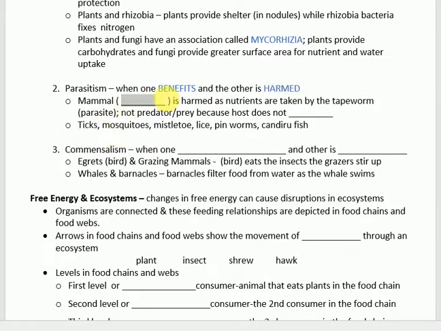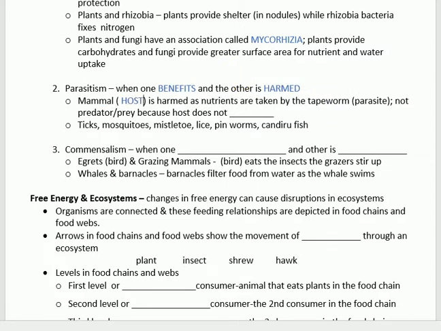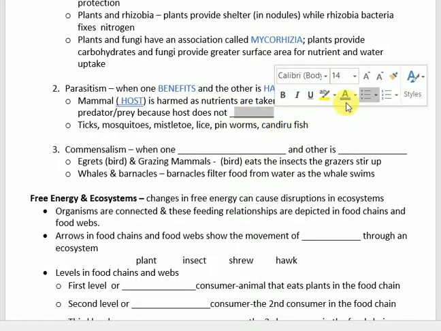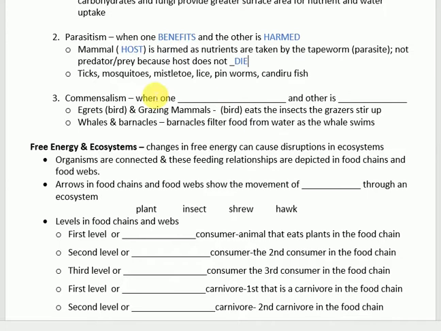And the mammal usually, which is also referred to as the host, is harmed as the nutrients are taken in, for instance, by a tapeworm, which is a parasite. And it is not a predator-prey relationship because the host does not die. Other examples I'm sure you're aware of are ticks, mosquitoes, lice, etc.